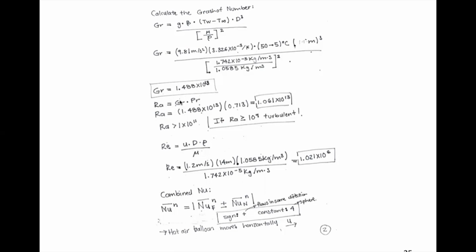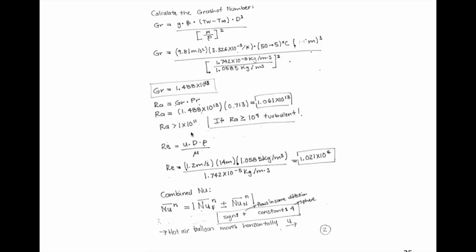The Rayleigh is nothing more than the Grashof times the Prandtl, right? And in this case, the Rayleigh is 1.061 10 to the 13. Since the Rayleigh is bigger than 10 to the 9, we are dealing with a turbulent regime for this natural convection. Remember that the Nusselt becomes dependent on the Grashof and the Prandtl, or the Rayleigh, like we discussed last class.